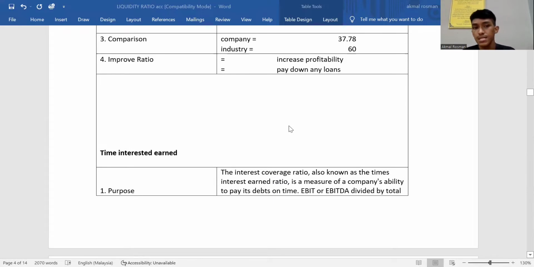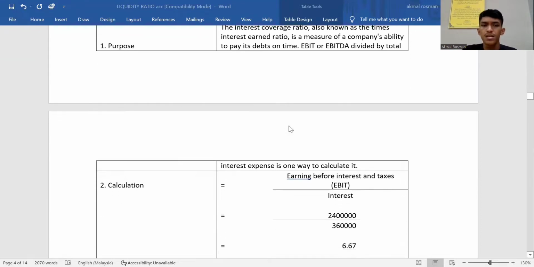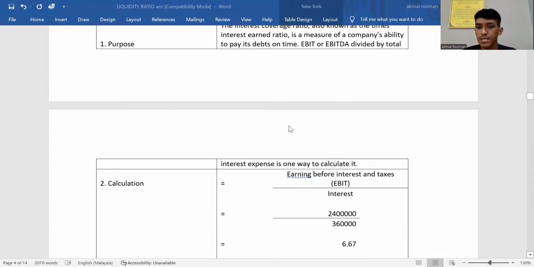Times interest earned, and the purpose of times interest earned, the coverage ratio, also known as the times interest earned ratio, is a measure of a company's ability to pay its debt on time. EBIT or EBITDA divided by total interest expenses is one way to calculate it.